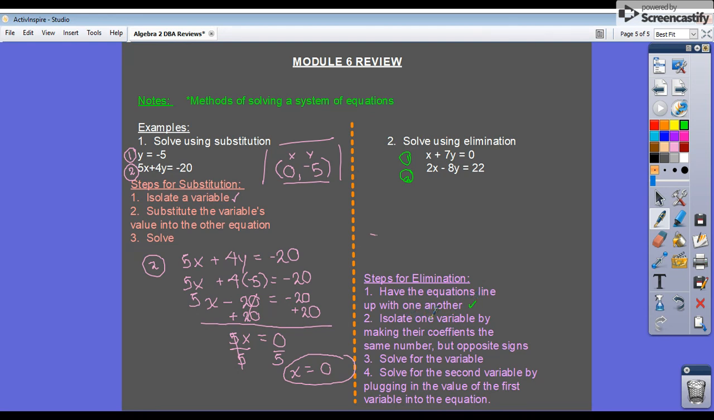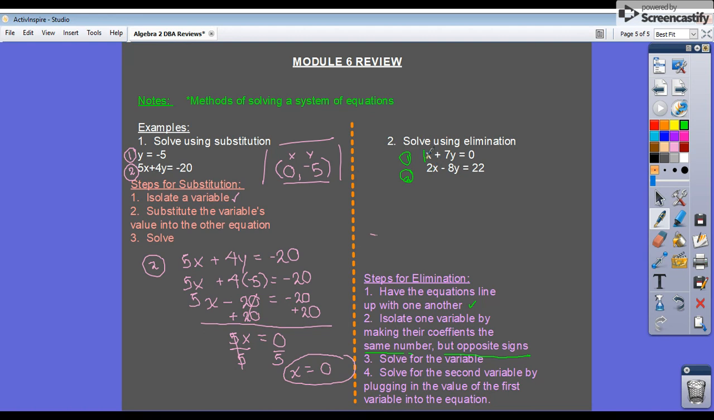From here, we're going to eliminate one variable by making their coefficients the same number but opposite signs. So keep that in mind, same number, opposite signs. It really doesn't matter which variable you decide to get rid of first. It could be x, it could be y. You're all going to end up with the same answer in the end anyway. So I'm going to go for the x value. In front of the x here in the first equation is just going to be 1.